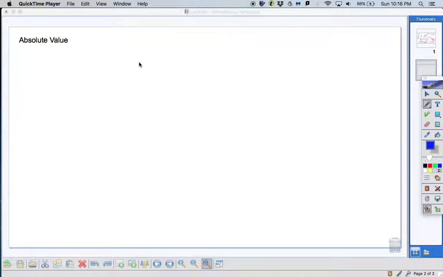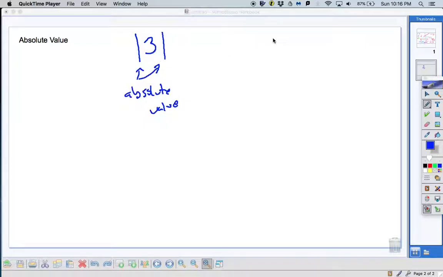Now, absolute value, you've probably seen it before, but you might not have remembered what it is. So let's say I want to know the absolute value of 3. So we write these two bars around it. And these two bars, right here and right here, together mean absolute value. So anytime you see those two bars, what they're asking you is what is the absolute value.